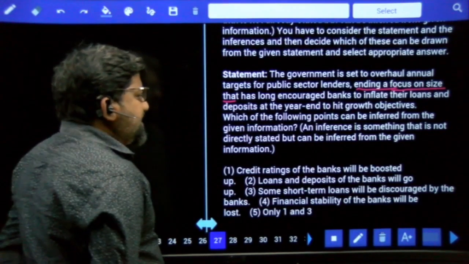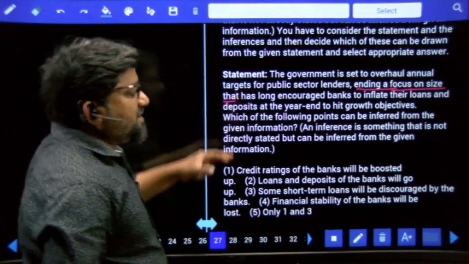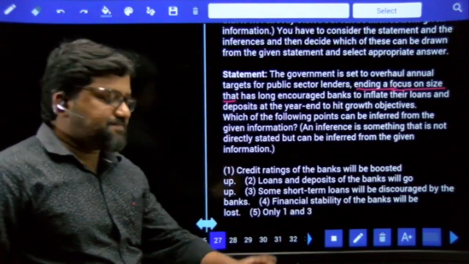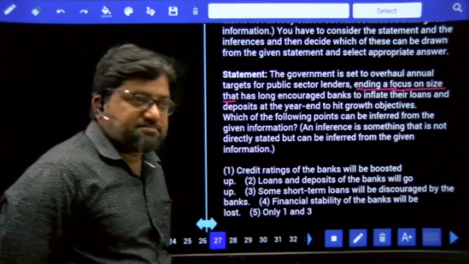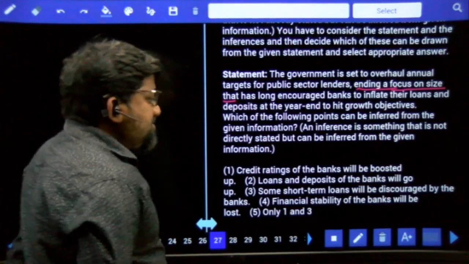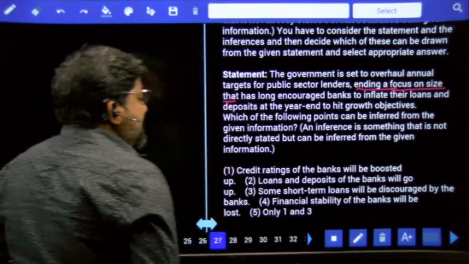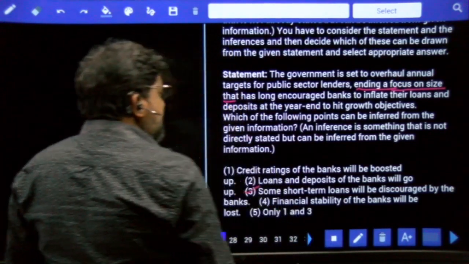First, credit ratings of the banks will be boosted. Did he talk anything about credit ratings in the statements? No, out of context. Loans and deposits of the banks will go up. Maybe, may not be. Some short term loans will be discouraged by the banks. Yes, short term loans.